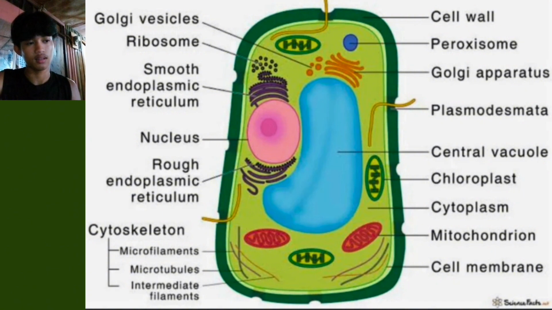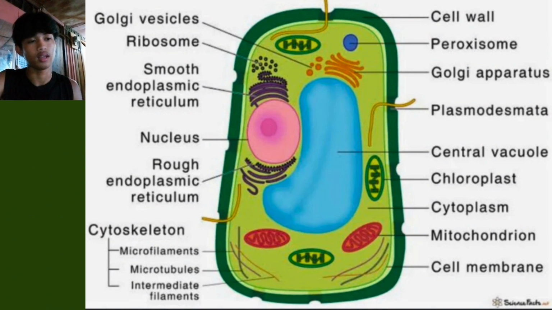Next, we have the outside part of the plant cell, which is the cell wall. The cell wall is a rugged outer layer surrounding plant, fungal, and bacterial cells, providing structural support, protection, and regulating cell shape.